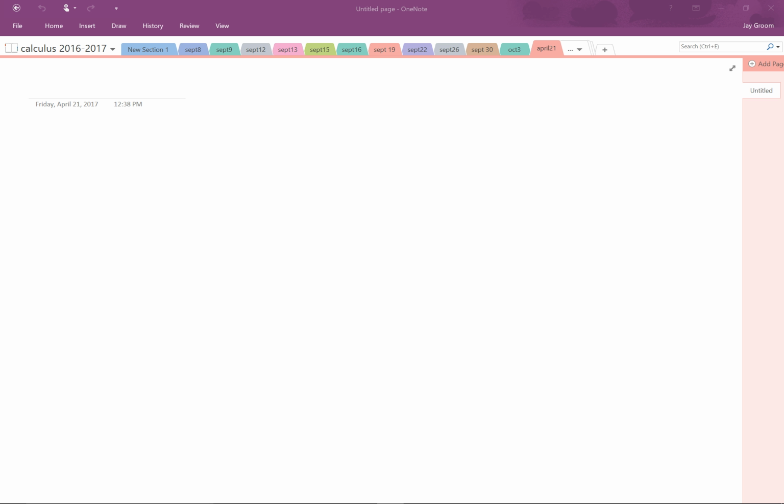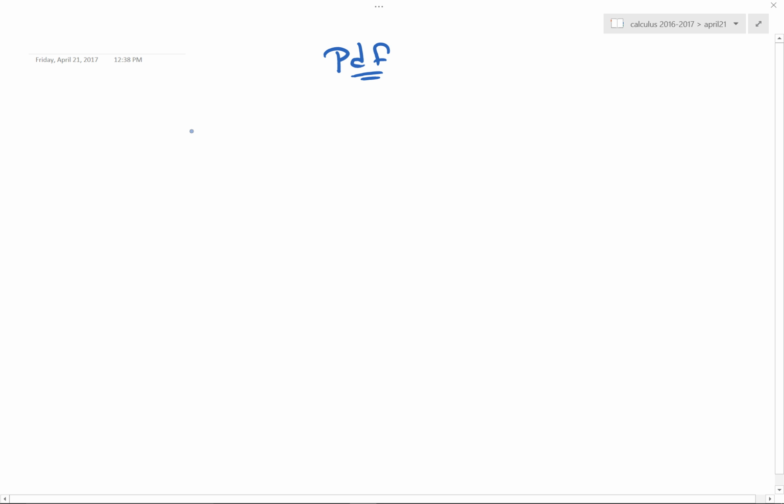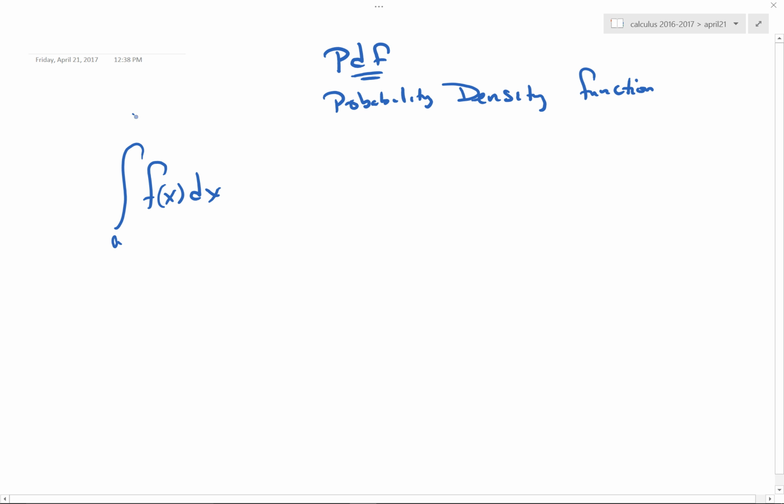Today, those of us who have taken statistics have heard of the PDF. It's a function, called a probability density function. Here's the deal: it is some function such that when you integrate it from a to b it equals 1. If that's true, then you have yourself a PDF.